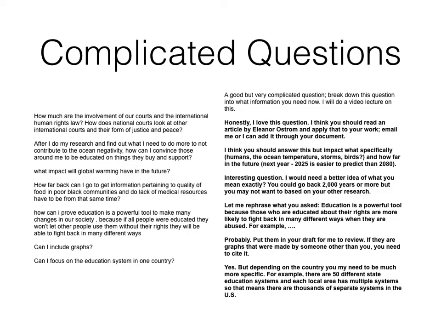So let me rephrase your question to be a more assertive statement or a thesis statement. And that would be, education is a powerful tool because those who are educated about their rights are more likely to fight back in many different ways when they are abused. And then now you'd want to give examples. And I wouldn't give too many examples. I'd only give maybe one or two. This would be a good place to find like a news story or a film or music lyrics. Can I include graphs? Probably. Put them in the draft in Google Docs as quickly as possible, and make sure you cite them unless you made them. And if you made them, there's a specific format in the APA style guide, but just to be simple for now, just put table created and then put your name.